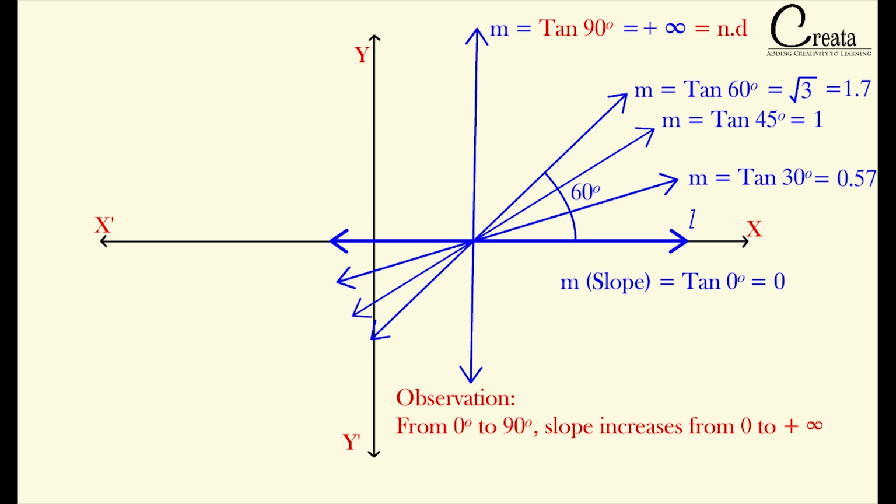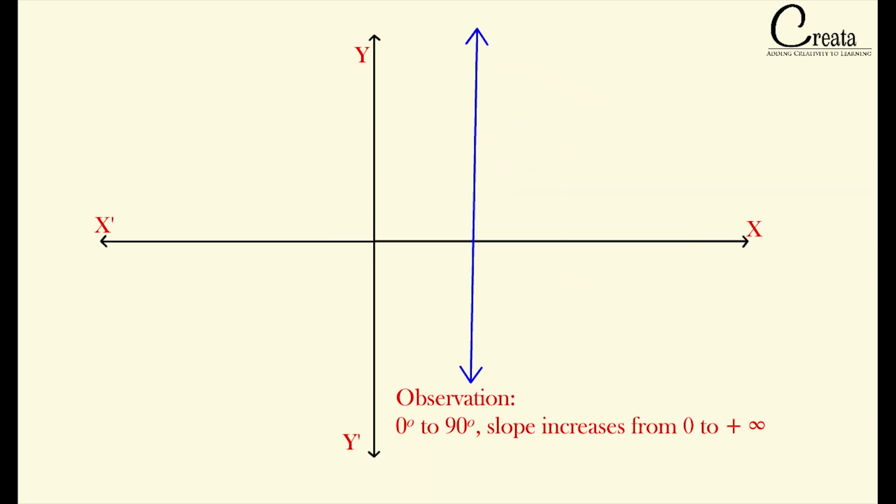This concept that we have just studied is for the value of theta ranging from 0 degree to 90 degree only. The concept will be slightly different when theta ranges from 90 degree to 180 degree. So let us understand the concept of theta ranging from 90 degree to 180 degree, and how it is different from our first concept, that is the concept from 0 to 90 degree.